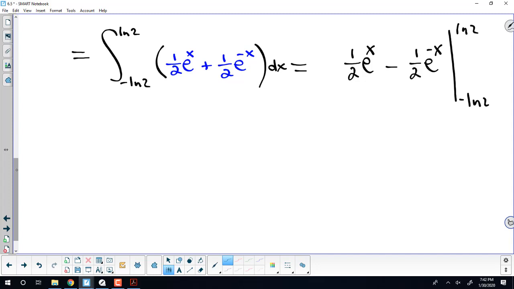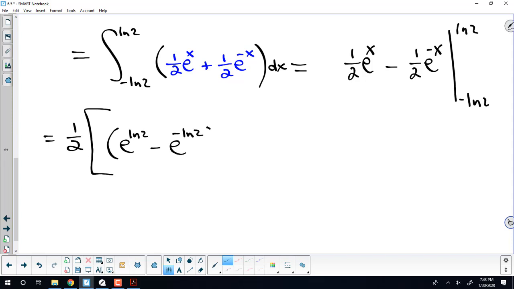So ln2, and I'm just going to take the 1/2 out. So you take the 1/2 out, we have e to the ln2 minus e to the negative ln2. There's f of b, if you will, minus f of a, is e to the negative ln2 minus e to the ln2.